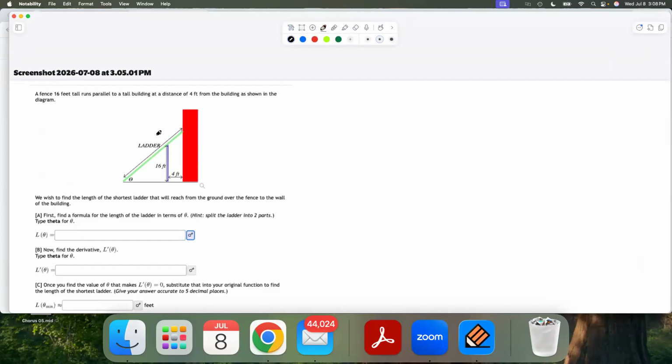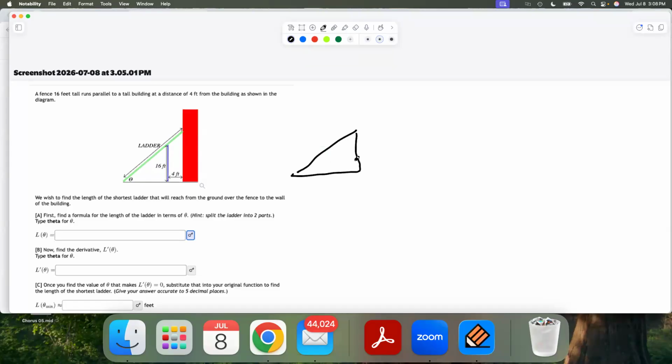So we're going to find this length right here using this triangle. And then we're going to find this length using this triangle. And note that we have corresponding angles there. So this angle here is also theta. Okay, so you've got this triangle right here.